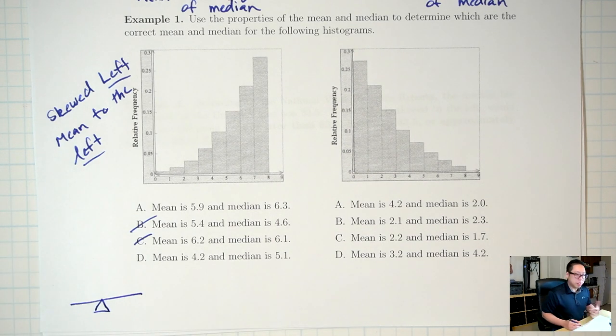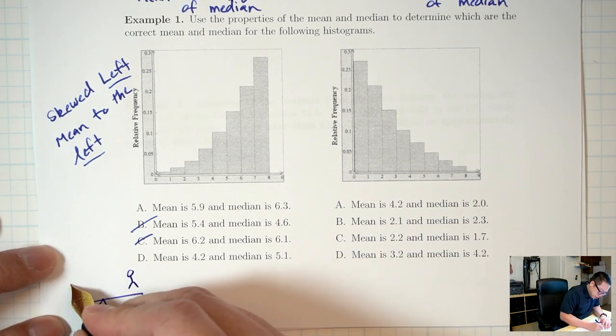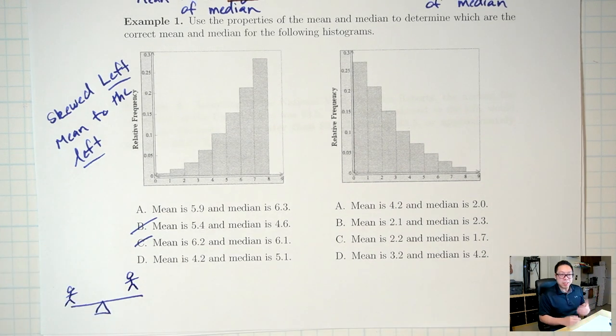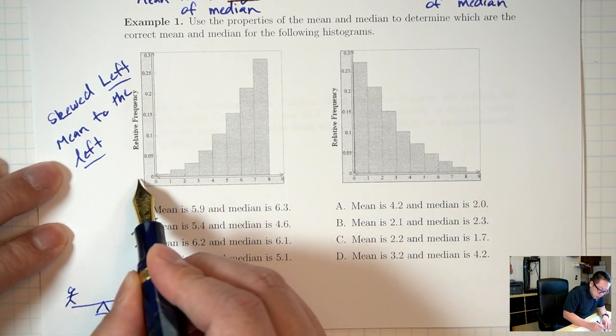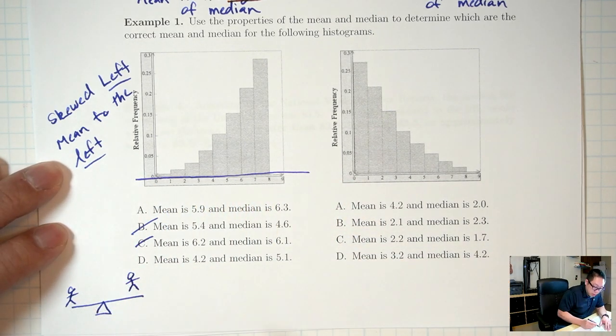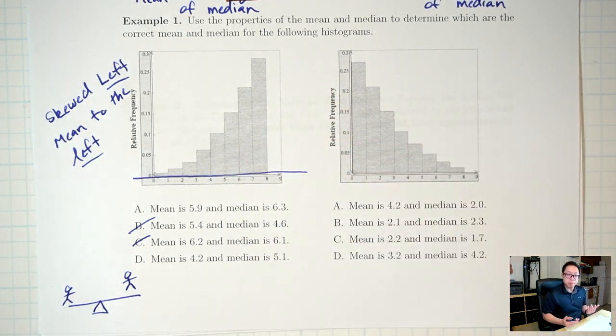Do you guys ever play seesaw at a playground? So think of a seesaw. Think of a seesaw, like this horizontal bar, and think of the bars here as blocks of wood. The mean is going to be the location where the seesaw is going to be balanced.